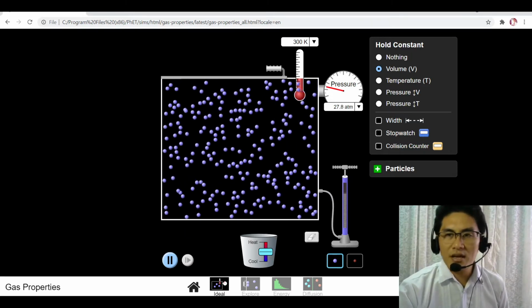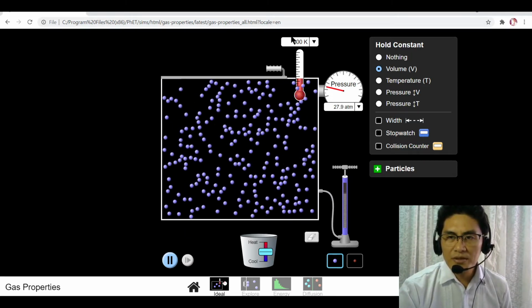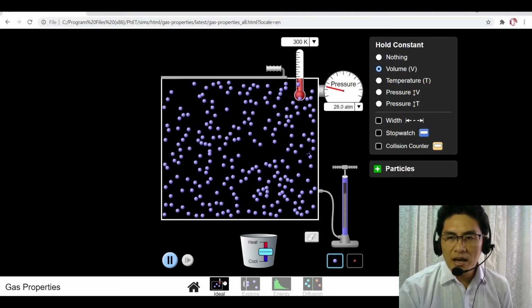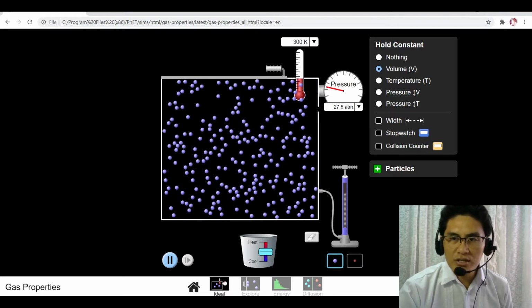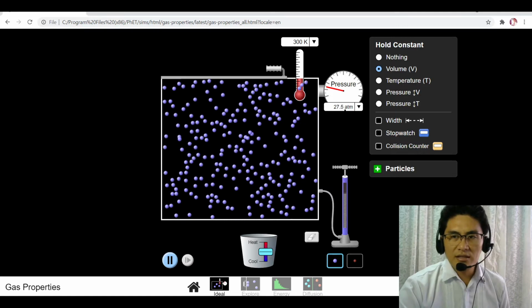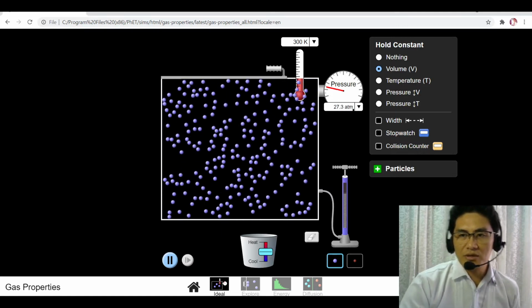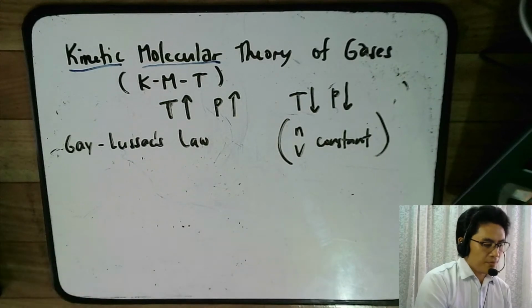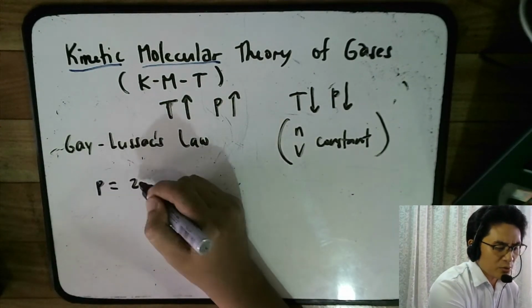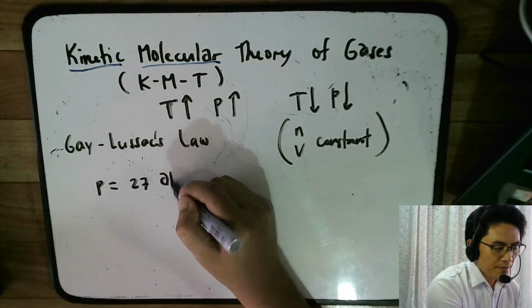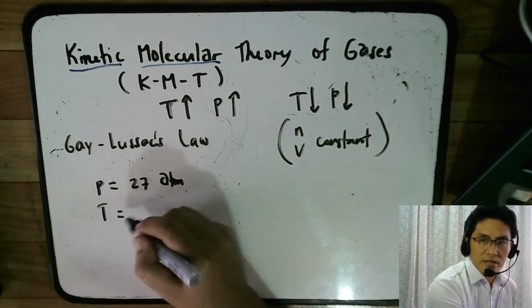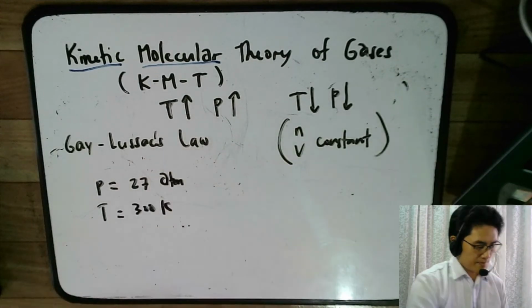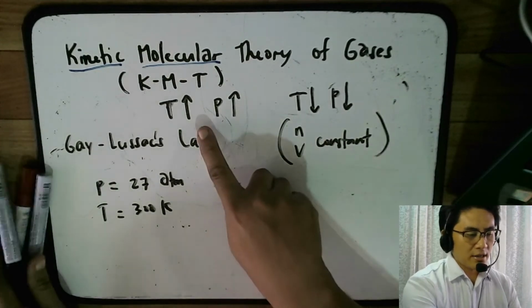First of all, let's look at the value here. The temperature is 300 Kelvin. And the pressure, which is this one, is around 27 atm, fluctuating around 27 or 28 atm. So let's jot that down. The pressure is around 27 atm, and the temperature is around 300 Kelvin.